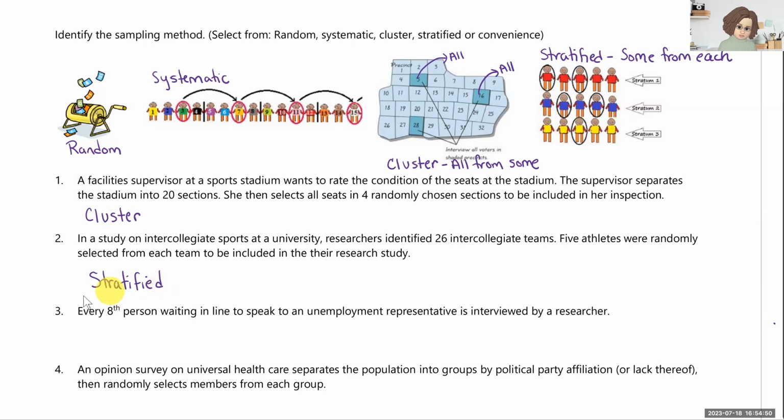All right, number 3, every 8th person waiting in line to speak to an unemployment representative is interviewed by a researcher.